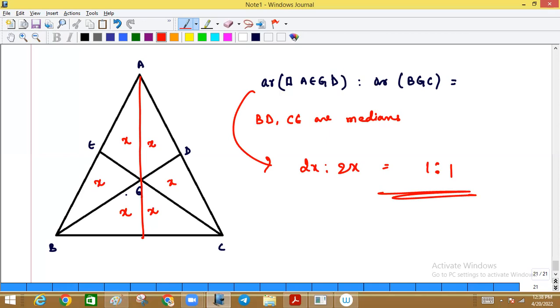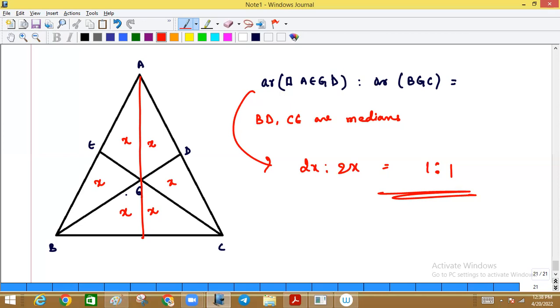Yes or no? If just only two medians are given, you should not forget your basics. You can always imagine the third median and you can see all 6 triangles have equal areas. Above also he's asking you what? 2 triangles. Below also he's asking you 2 triangles only. That was the question asked in the exam.